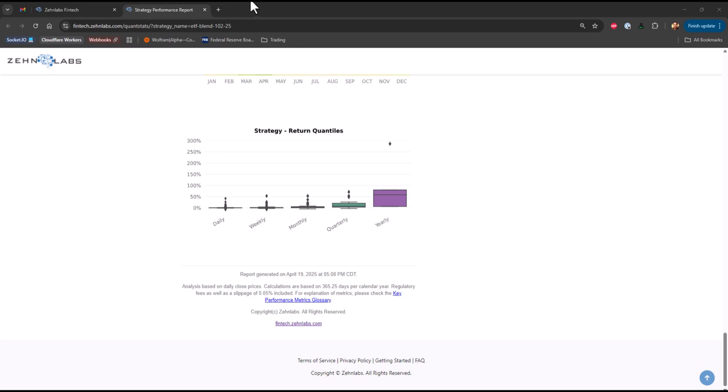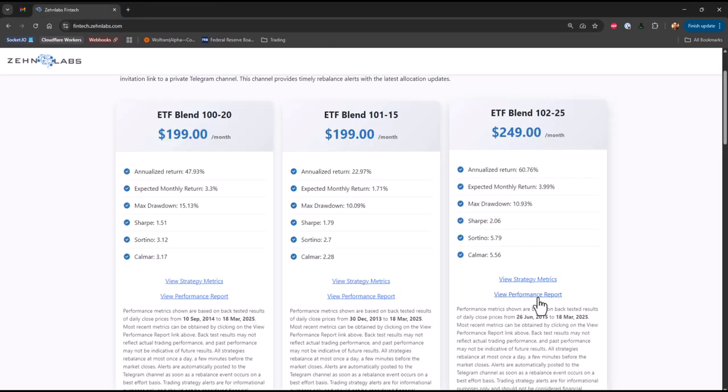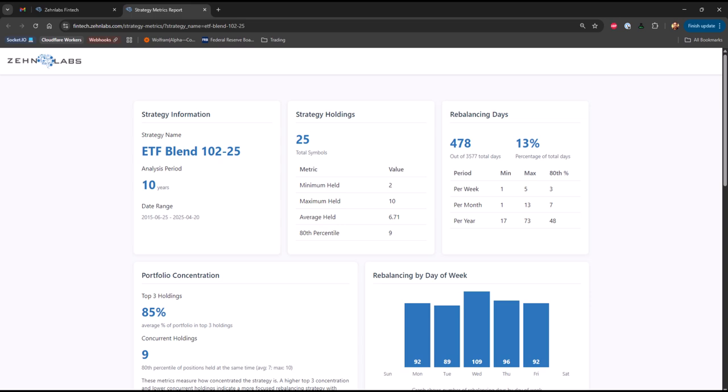Next, we'll look at the metrics report for the same strategy. This report tells us which ETFs the strategy trades, generally how often the rebalance events occur, and other metrics we can use to make informed decisions about a given strategy. In the first box in the top left corner, we see the name of the strategy and the analysis period. The middle box in the first row shows the total number of symbols in the portfolio that this strategy trades, the minimum, maximum, and the average number of symbols held concurrently, as well as the 80th percentile of concurrently held symbols. This gives us a general sense of what to expect from the trade management perspective.